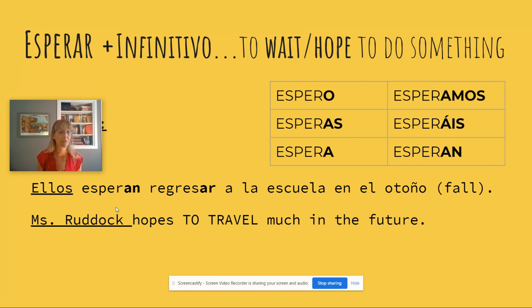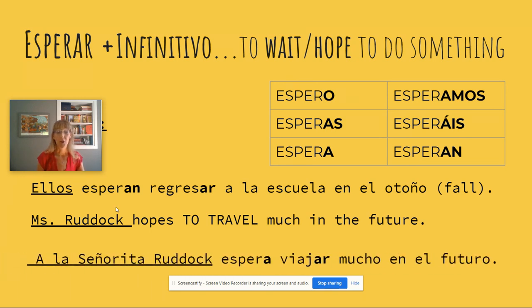So notice our example for this one was Miss Ruddock hopes to travel much in the future. So step one, who's the subject? Who is doing the action? Okay, we have Miss Ruddock. And what is it that Miss Ruddock, singular, one person, we're talking about her, okay? What does she hope to do? She hopes to travel. So to travel will be an infinitive and hopes will be conjugated to match the subject. So let's look at one together. Notice with Miss Ruddock, the subject, we had to put a before señorita. A la señorita Ruddock espera viajar mucho en el futuro.